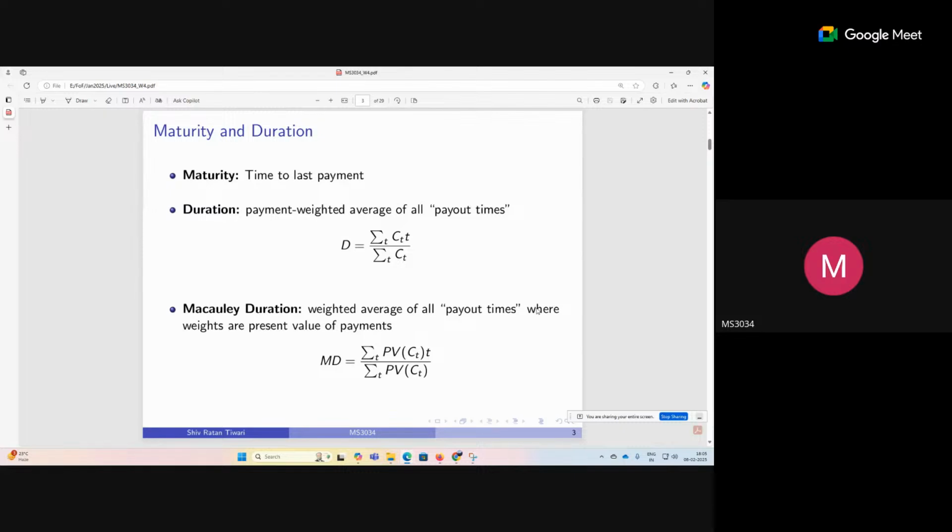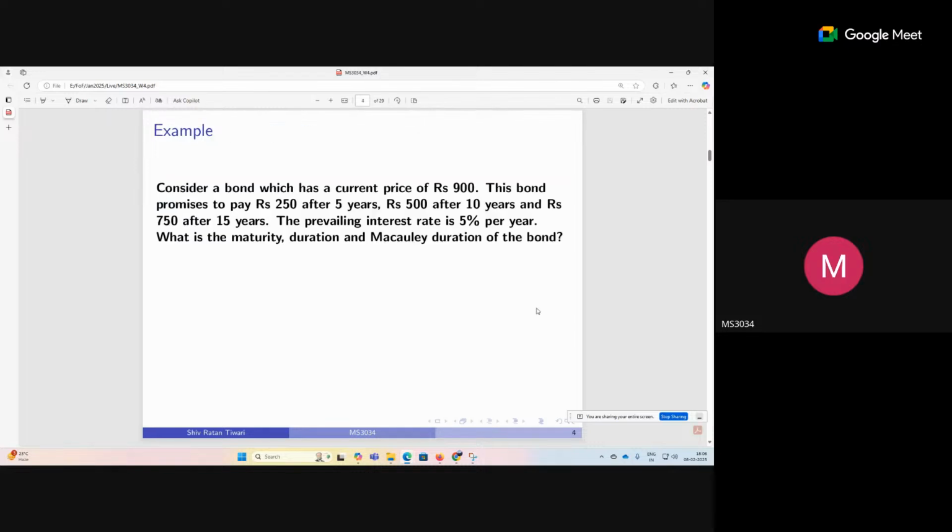Now a new measure is also given which we call the Macaulay duration. Here these weights are substituted with the present value of these cash flows. So in the calculation of duration, there is no role of interest rates, but in the Macaulay duration, we calculate the present value, so we discount the cash flows with a particular discount factor which we calculate from the prevailing interest rates. So let's understand this with an example.